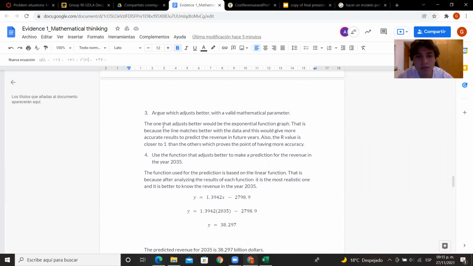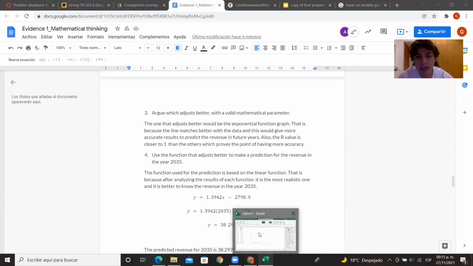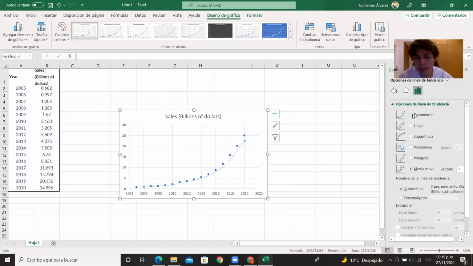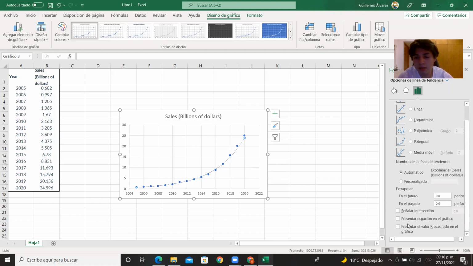Then argue which adjustment is best with a valid mathematical parameter. We think, and it shows, that the best graph for this is the exponential one. Here you can see that it almost connects with every dot. But something very important here is that we click here with the value of R, and it is important that this value is very, very close to 1.